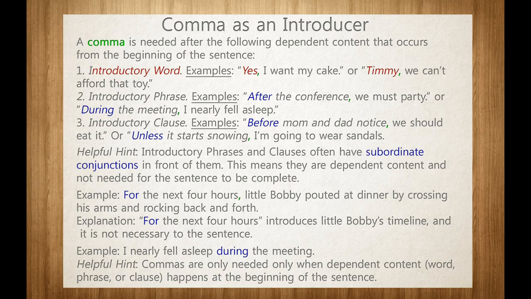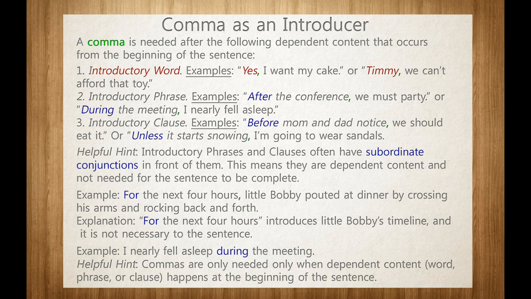So often we can identify the dependent phrases and clauses if a subordinating conjunction starts it. So the phrase, for the next 4 hours, is not a complete idea because we do not know what the subject or verb is, and because the subordinating conjunction for starts it. It's not only an incomplete idea, but a bad idea for Bobby, because he's only going to want that cake more and more as time passes.